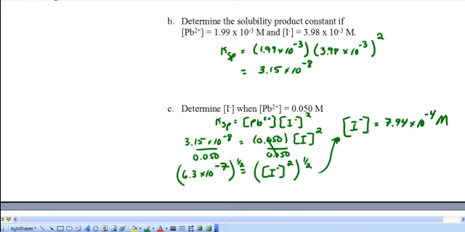Alright, go ahead and try example number 4, dealing with aluminum hydroxide on your own. In the next podcast, we'll go ahead and go over that sample, and then we'll wrap up the chapter talking about the common ion effect.